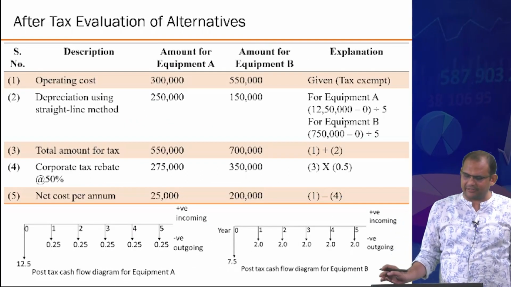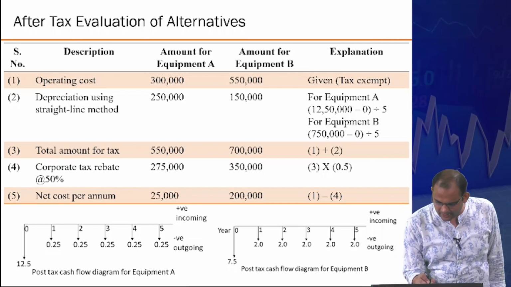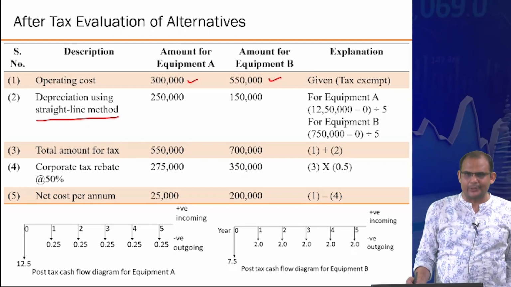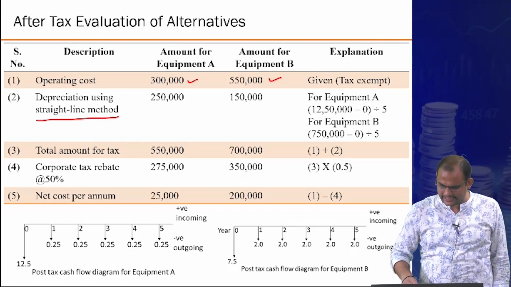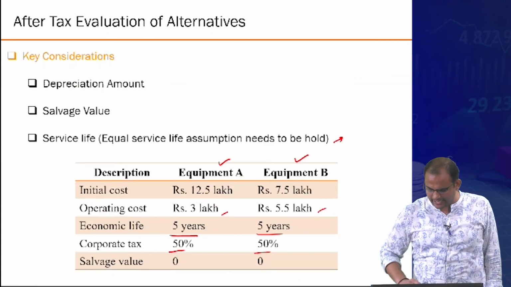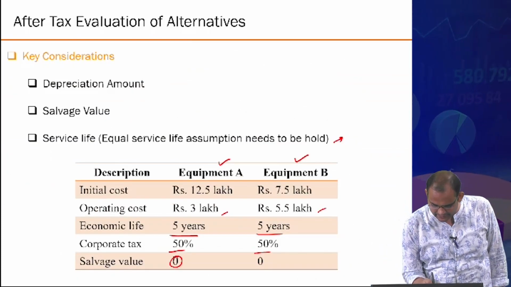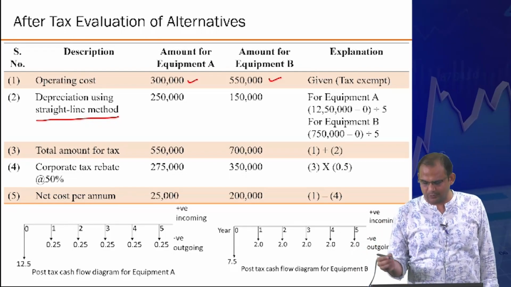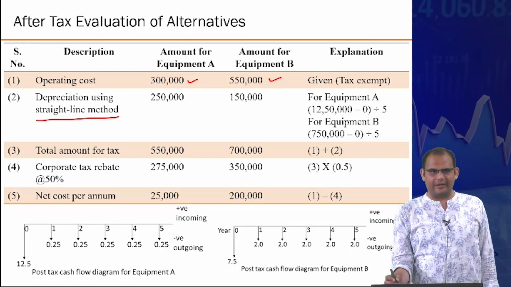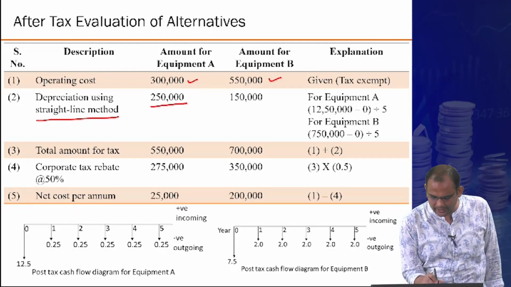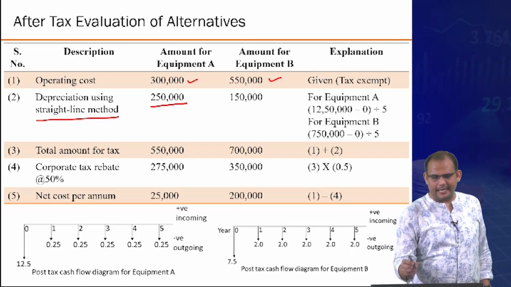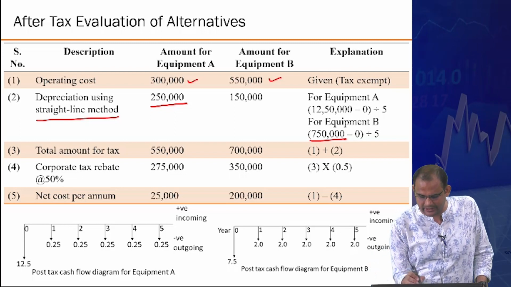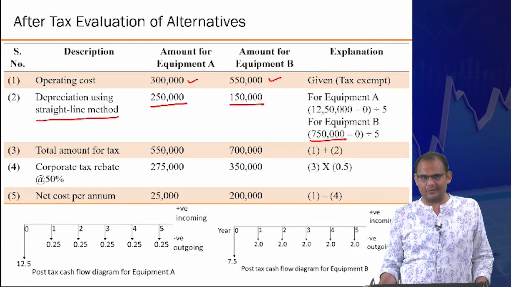Now, after tax evaluation of alternatives, operating cost is 300,000 and 500,000. Depreciation amount using a straight line method. In this case, for equipment A, there is no salvage value given, so we are assuming the salvage value is 0. So the total amount that you need to depreciate is 12,50,000 over 5 years for project A. That will come out to be 2,50,000 rupees per year. And for equipment B, the total is 7,50,000 divided by 5 because you are dealing with the straight line method. That comes out to be 1,50,000, right?